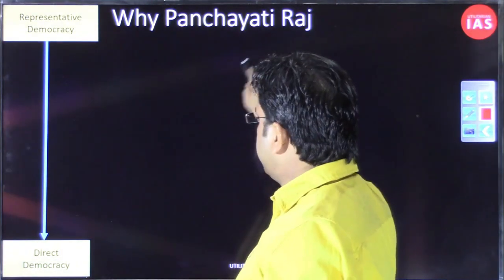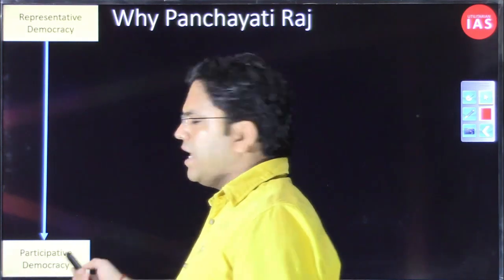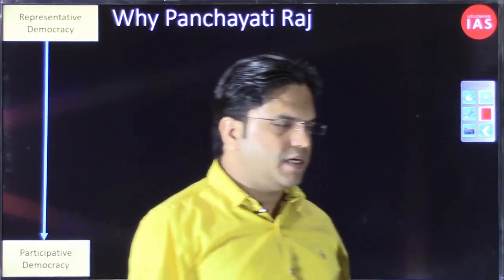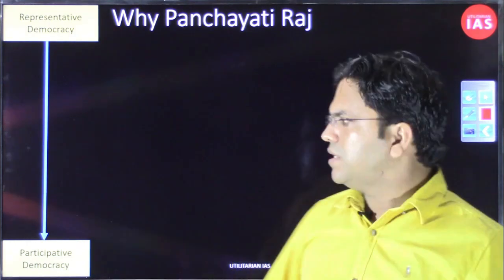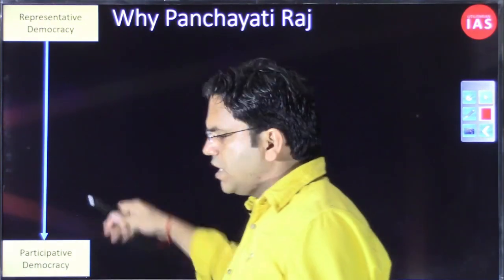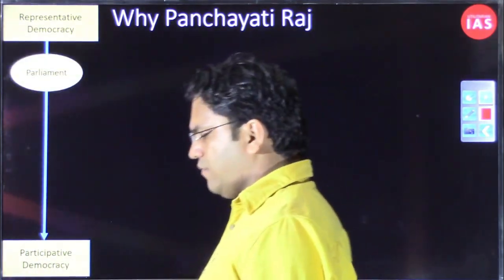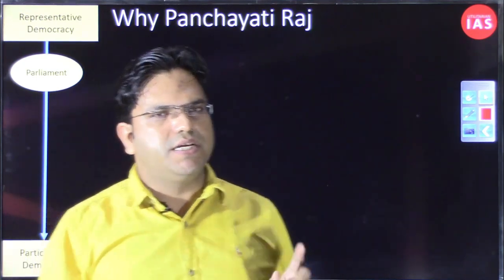So yes, direct democracy we cannot have, but what we can have is at least participative democracy, where people can participate, right? So let us see what we have done to move towards direct democracy, and what we have so far done to be a participative democracy. With the operationalized finalization of this constitution, we created two bodies.